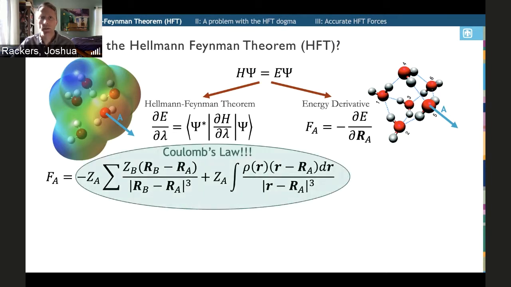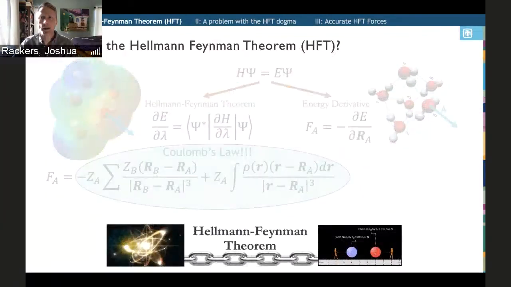And the thing that's really cool about the Hellmann-Feynman theorem is that whenever you apply this, you just end up with Coulomb's law, right? So away goes all the messiness of quantum mechanics, and you can calculate the force on any atom directly and accurately from its surrounding electron density. And just as an aside, I think this is what makes the Hellmann-Feynman theorem really cool. It's kind of the link between the weird, complicated world of quantum mechanics and the world that we understand and think we know of classical mechanics.